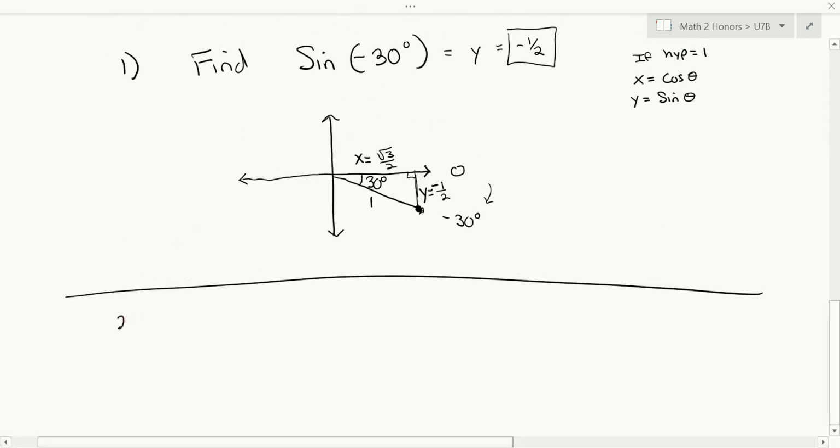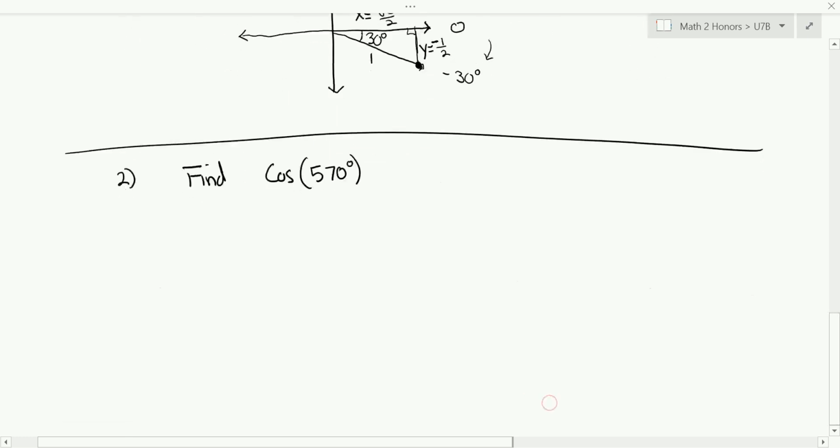Number 2, the cosine of 570 degrees. Okay, so first we've got to find out where that is.